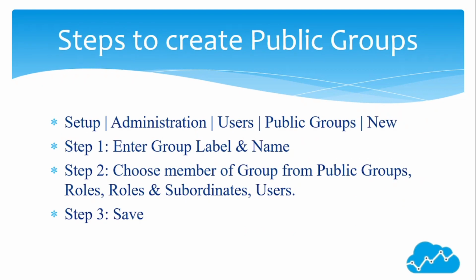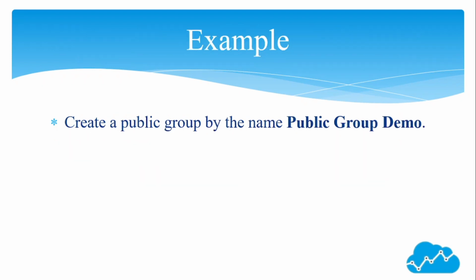Steps to create public groups. Setup, Administration, Users, Public Groups, New. Step 1: Enter the group label and name. Step 2: Choose members of the group from public groups, roles and subordinates, and users. Step 3: Save. Let's see an example. Create a public group by the name Public Group Demo.